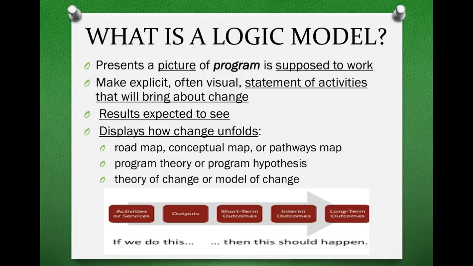So it displays how change will unfold, sort of a roadmap, a conceptual map, or a pathways map, if you will. This also sometimes is called a theory of change or model of change. You can see down below, these are elements that go into a logic model, although they're fuzzy, my apologies. But it's the idea that if we do this, activities, outputs, then this should happen. Short-term outcomes, interim outcomes, and long-term outcomes.